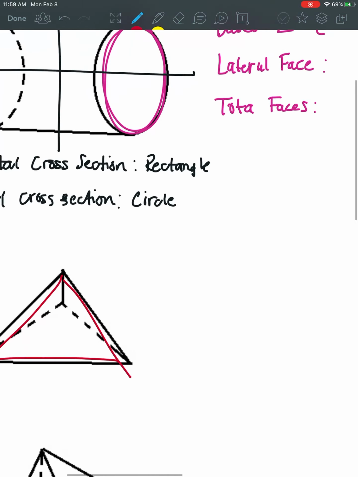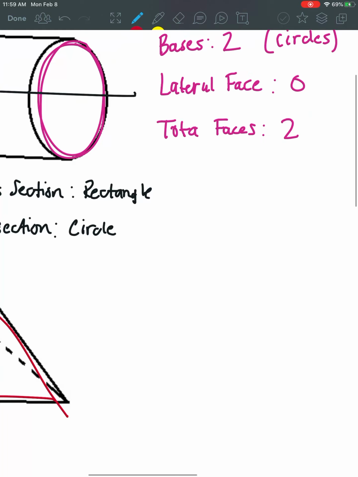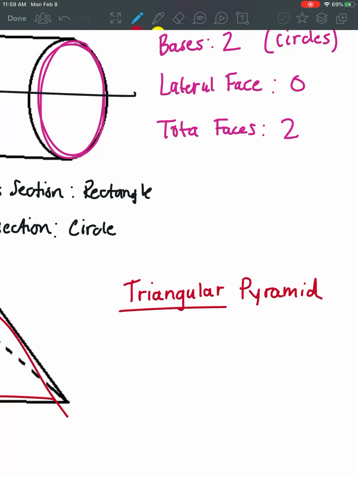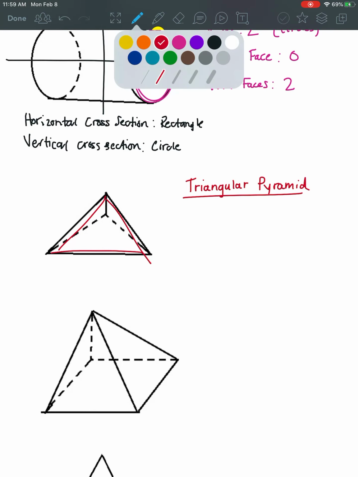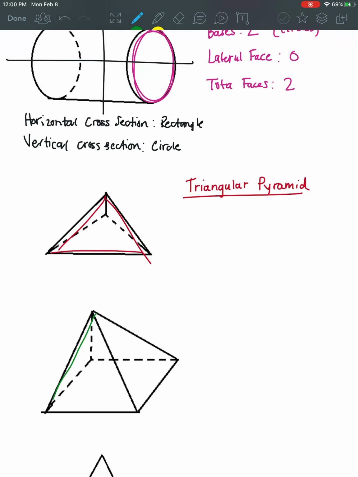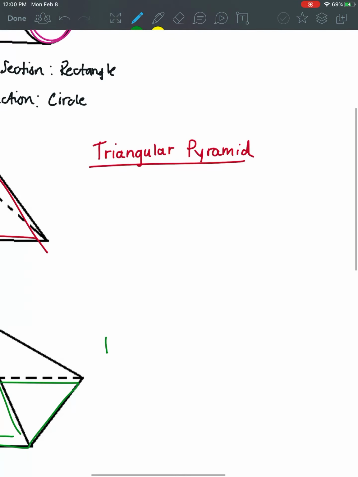So if the lateral sides are triangles, then we call those pyramids. And again, we name them based on the bottom, the base shape. That base shape is a triangle, so we call this a triangular pyramid. Okay, now this next example, I'm going to jump down just to naming it. It does have triangular sides, so it's a pyramid, but the bottom is not a triangle, it's a rectangle. So we call this one a rectangular pyramid.